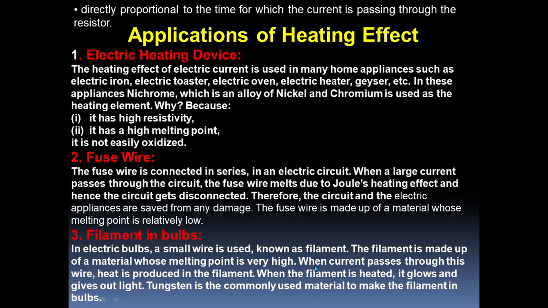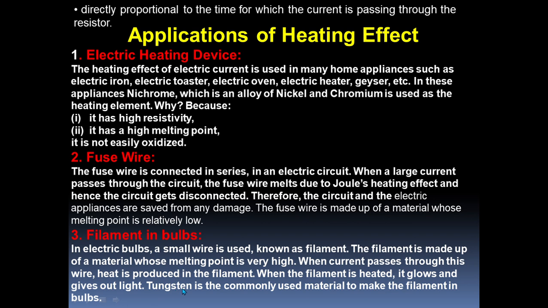Then when current passes through this wire, what happens? Heat is produced in the filament. When the filament is heated, it glows and gives out light. Tungsten. This metal is called tungsten. So the filament is made up of tungsten.